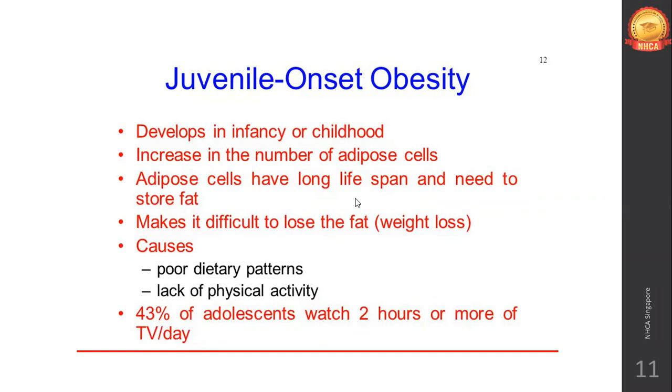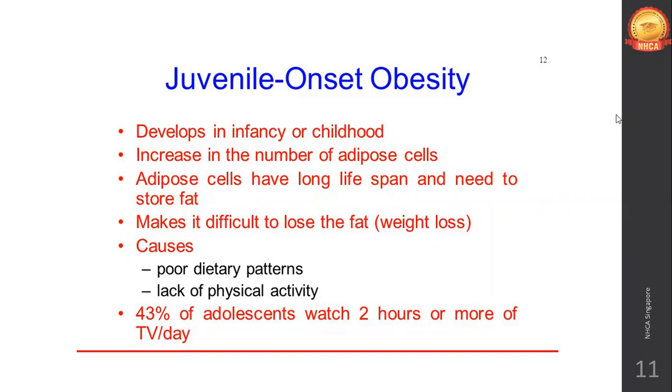So juvenile onset obesity develops in infancy or childhood. And as we have discussed in our fat cell theory, there are a lot of adipose cells seen in juvenile onset obesity. Okay. And the adipose cells have a very long life and they will store fat given any chance. Just because you have lost weight doesn't mean your adipose cells have disappeared. Adipose cells are definitely empty or they have become smaller in size, but they don't disappear. They have a very long lifespan.